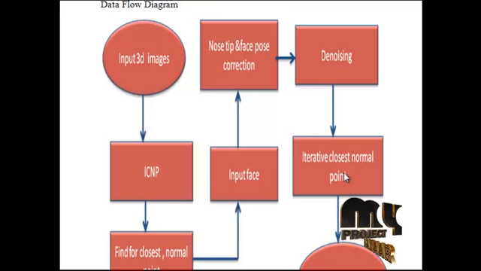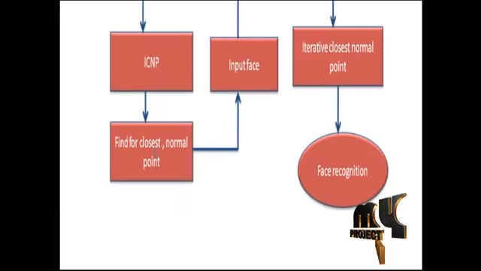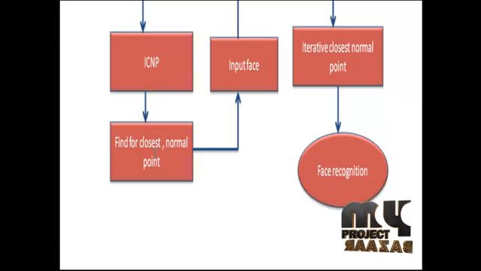After finding the CNPs, the input face is rotated and translated to reduce the distance between the CNPs and the reference points. The resulting better alignment between the input face and the reference face results in a more accurate correspondence between their points. We repeat the search for the CNPs. The next step is to find the closest normal point for this process. Finally, the face is recognized using the closest points.